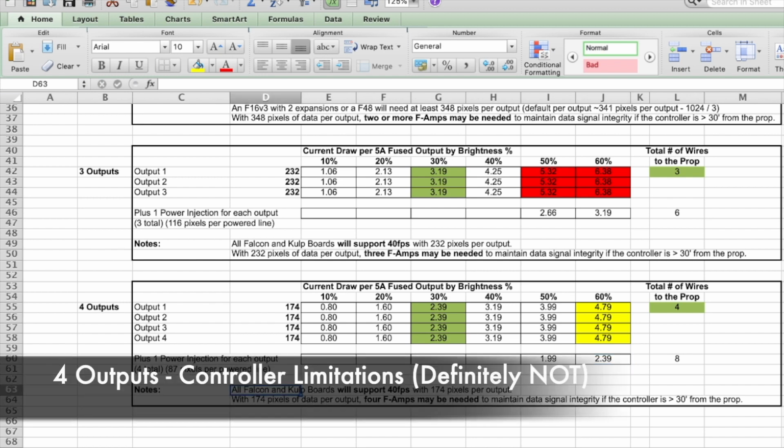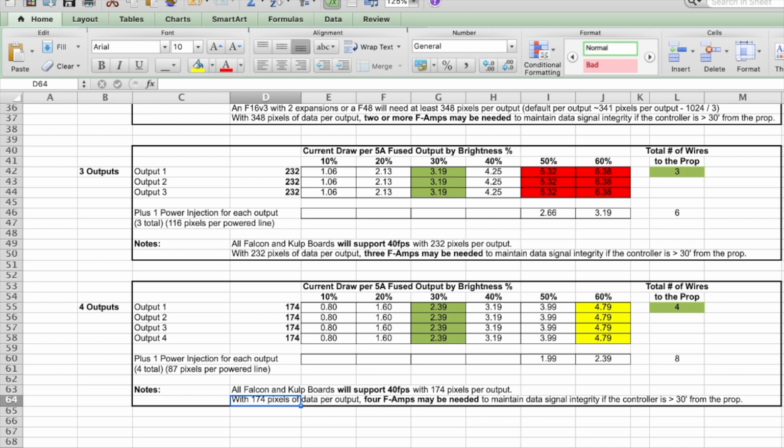Again, no issues with frame rate. And last, depending on how far your controller is from the prop, if you're over 30 feet, you may need 4 F-amps. With 4 outputs, you are running 4 sets of wires to the prop. So let's take a look at a summary.